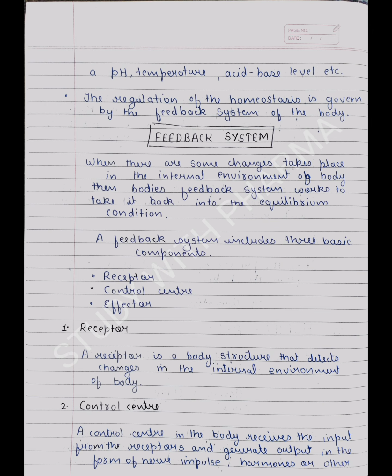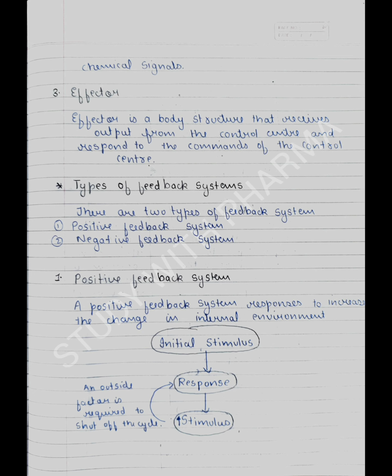Receptor detects change in the internal environment of the body. Control center receives input from the receptor and generates output. Effector receives output from the control center and responds to the commands. There are two types of feedback system: positive feedback system and negative feedback system. First we will study positive feedback system. A positive feedback system responds to increase the change in internal environment.